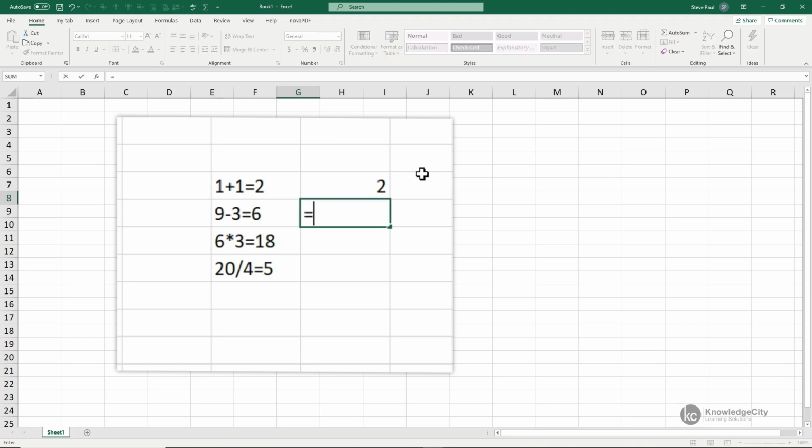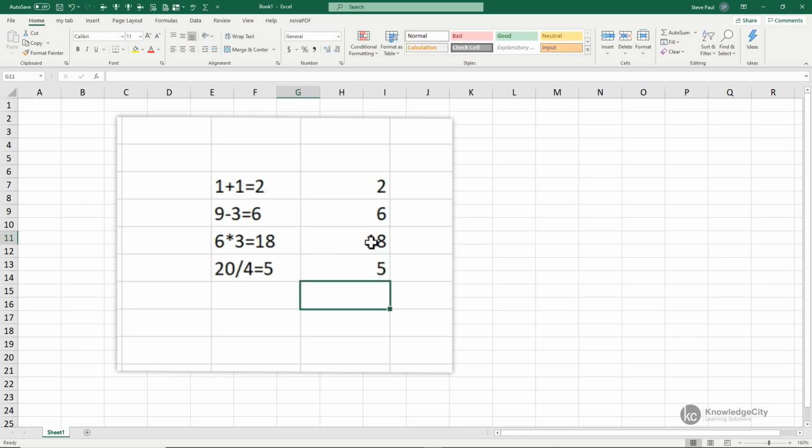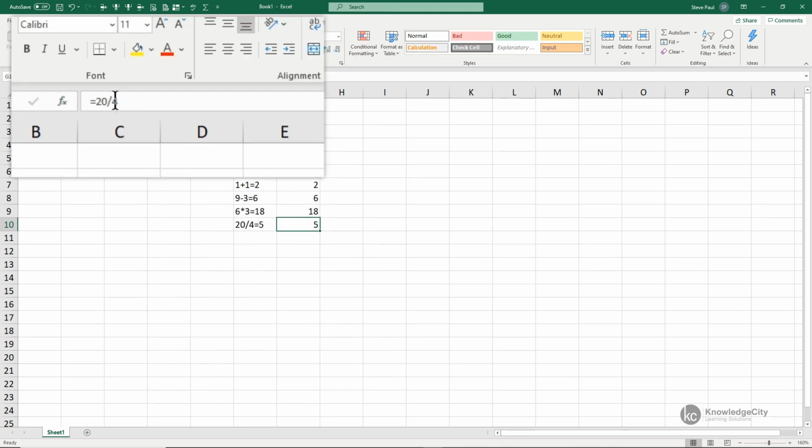We can do the same all the way down the line. 9 minus 3, and then equals, and then 6 times 3, rather. We get 18, and then have it equal 20 divided by 4, and we have 5. Now, as you can see, we have the formula bar, not the answer.